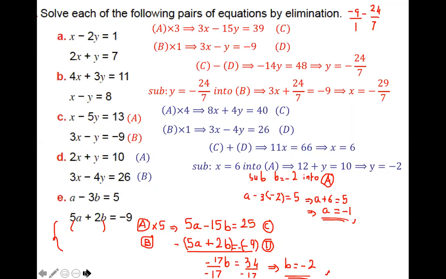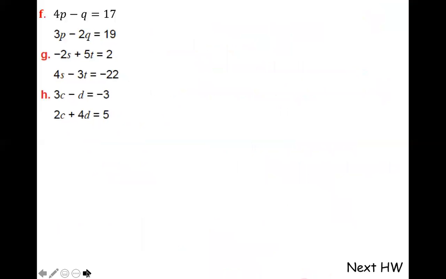Okay. And I think we did E last time together. That was E there. I had A equal -1 and B equal -2. And I think there's more. Yeah, there's F, G, and H. So remember, it's not just X and Y. Sometimes you might have to use other letters. So this is more to get you used to practicing other letters.